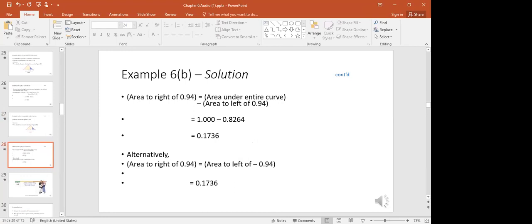But if you are reading the table, you will read the table for 0.94. It will give you the left area, and you subtract it from 1 to get the right area. But when you are using the calculator, you can get it directly.